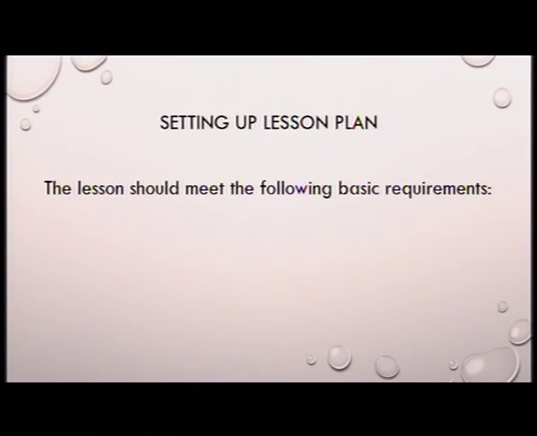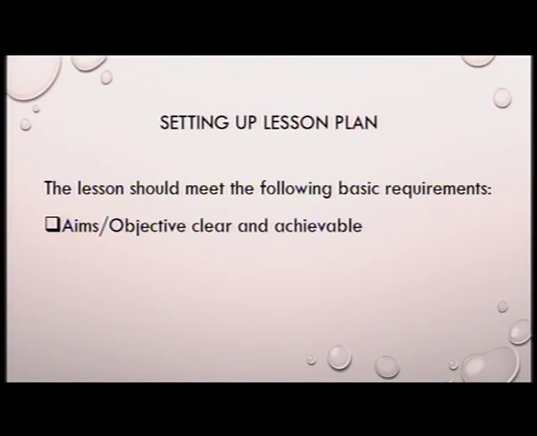Now let's go over to the lesson plan. For example, if you have been asked to put up a lesson plan, what are the things that you need to have in your lesson plan? Lesson plans are almost similar to the activities that we were just talking about. First of all, you must have an aim and objective that is clear and achievable. That at the end of this lesson, I want my learners to do this and that, or to understand this and this.